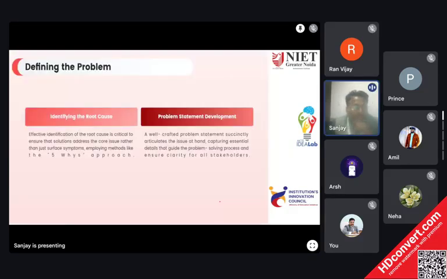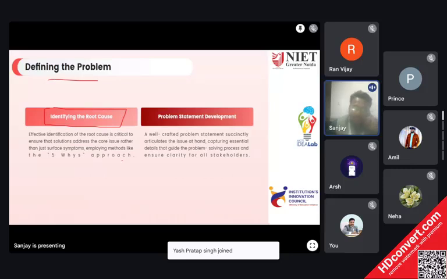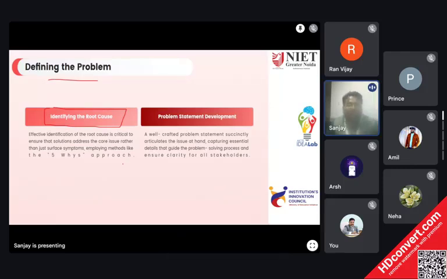If we are talking about the problem, we have to define the problem. First we have to identify the root cause of that particular problem.